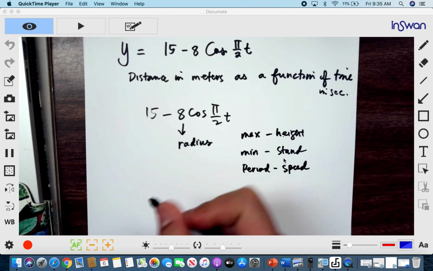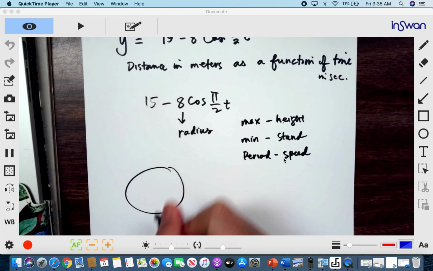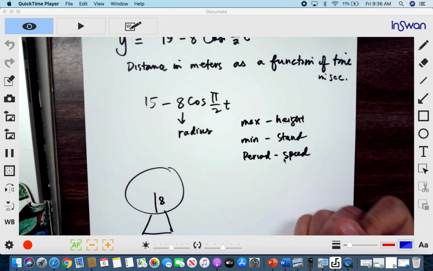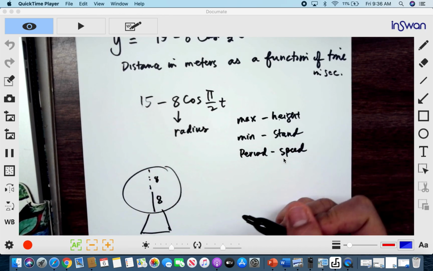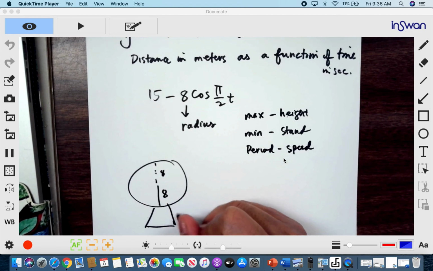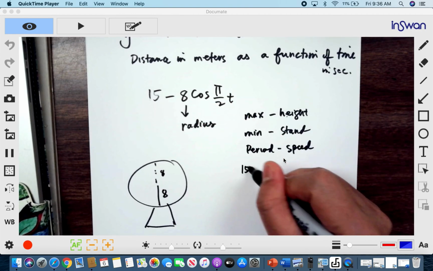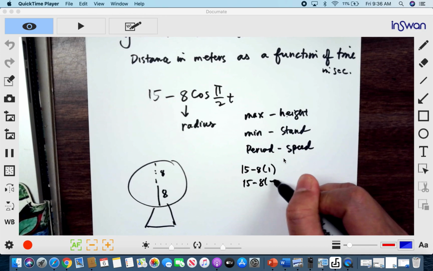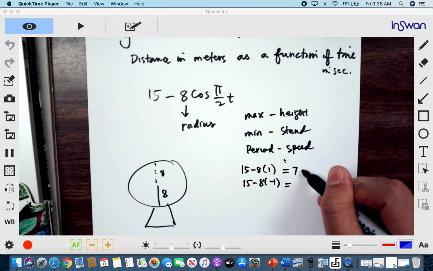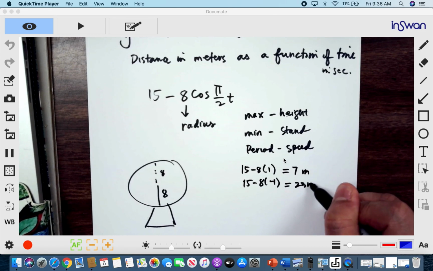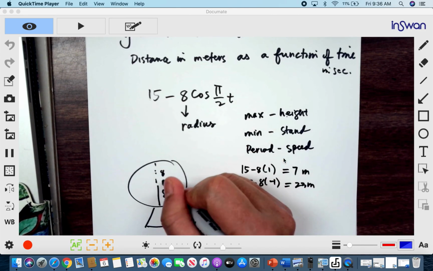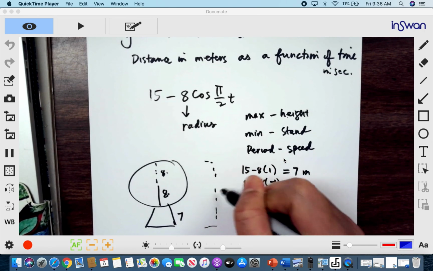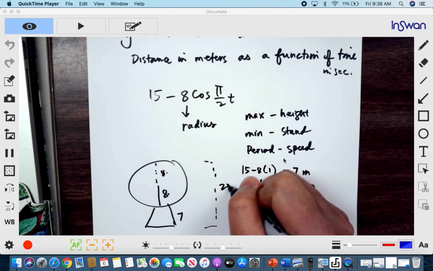So let's draw first the Ferris wheel. The Ferris wheel that we are actually looking at will have a radius of 8. And then from here to here is also 8. Okay, and of course, the stand I told you is the minimum of the function, and we know that to find the minimum and the maximum, we simply replace our function with 1 and -1. So that will be 7 meters, and that will be 23 meters. So we say this is 7. So true enough, if you have 8 plus 8, the 16 plus 7 is 23. So the highest peak of our Ferris wheel is actually at 23 meters.